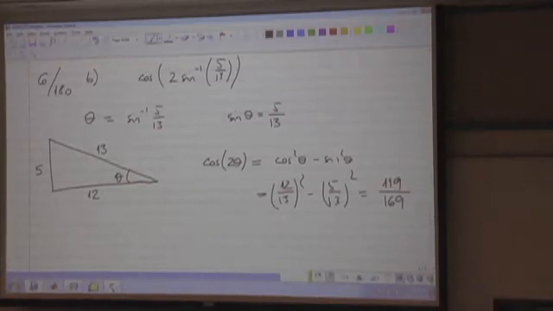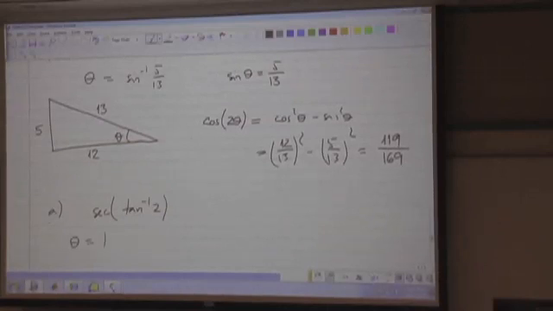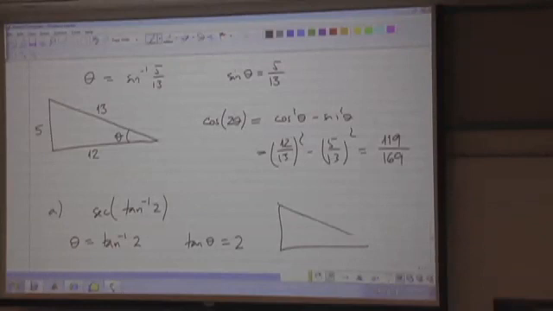Yes? Okay. Well, A is very similar. You have secant of tangent inverse of 2. So again, if you let theta be tangent inverse of 2, then tangent of theta is equal to 2. We draw a lovely triangle. If this is theta, what do we know? The opposite is 2, the adjacent is 1, which means the hypotenuse is the square root of 5.